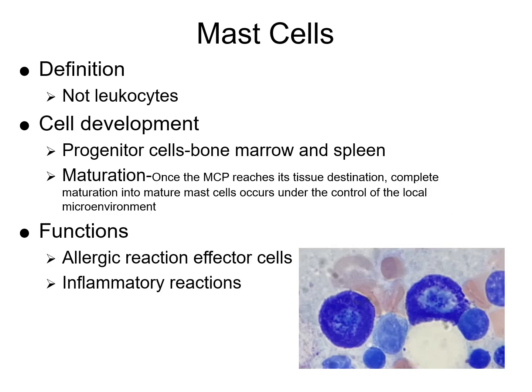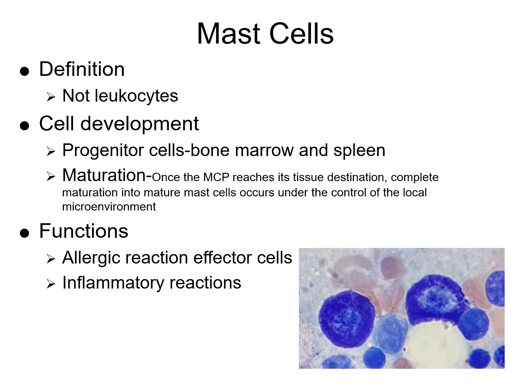So mast cells, by definition, are not leukocytes, but they are tissue-resident immune cells. They play key roles in immune responses, especially in allergic and inflammatory reactions. For cell development, the mast cells originate from mast cell progenitors, which are derived from progenitor cells in the bone marrow and the spleen. These progenitors circulate in the blood and complete their maturation only after migrating to tissues. Maturation of mast cells depends on the local tissue microenvironment where they reside, which will help influence their function and phenotype. For functions, they are effector cells in allergic reactions.